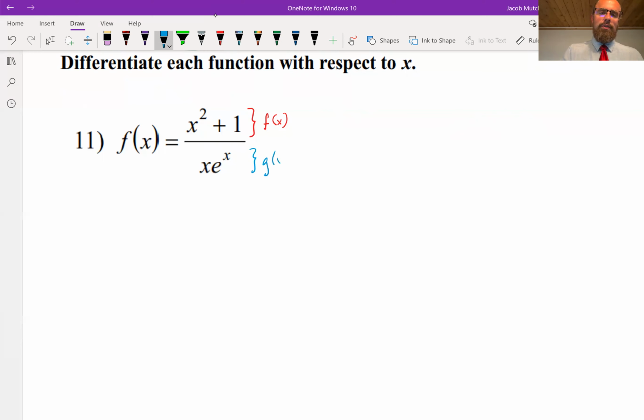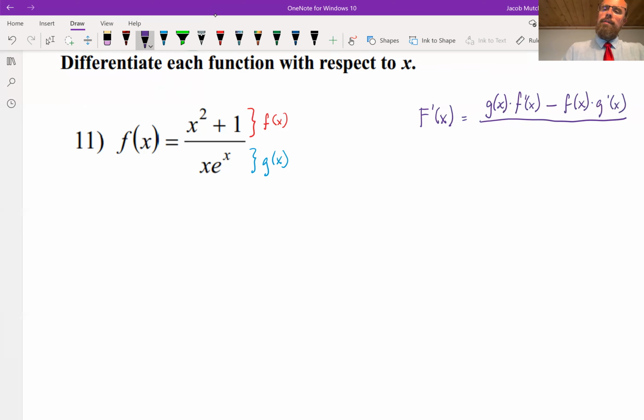So just to follow up here, whatever is in the place of the numerator will be the little f of x, whatever's in the denominator will be little g of x. So remember that rule. I'm going to write it again just so you see it a third time. The derivative of big F of x is going to be g of x times the derivative of f of x minus f of x times the derivative of g of x, all over g of x squared.